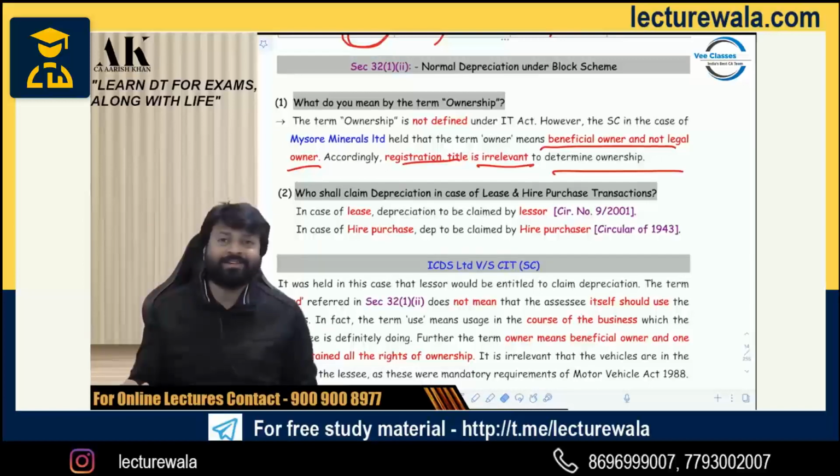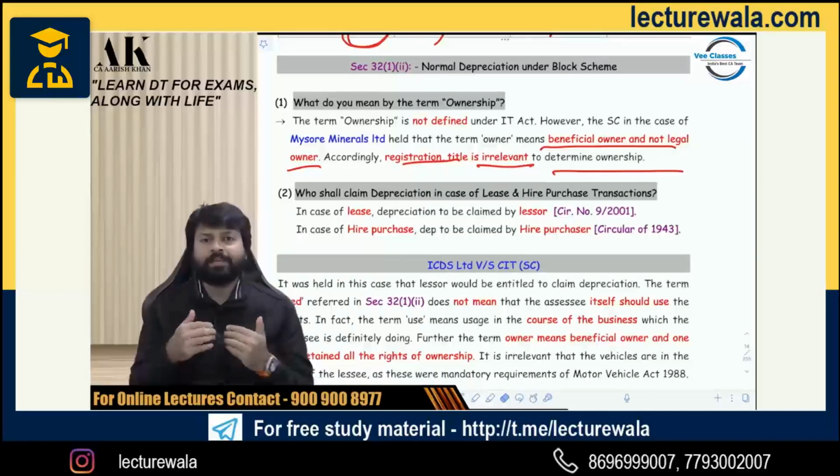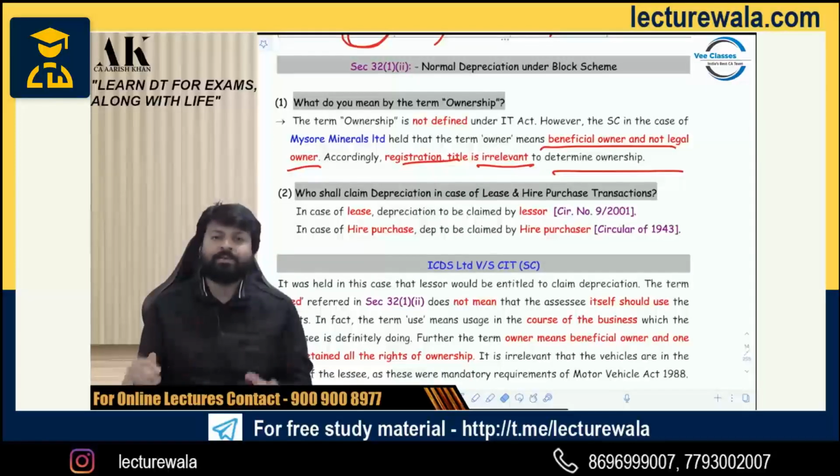In 1943, they gave a circular which says that in case of a hire purchase transaction, it is the hire purchaser, the buyer, who will claim depreciation. In case of a lease transaction, it is the lessor who will claim depreciation. In case of hire purchase, it is the hire purchaser who will claim depreciation under the income tax law.